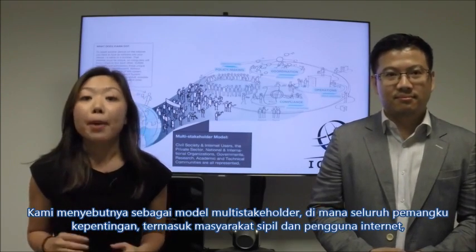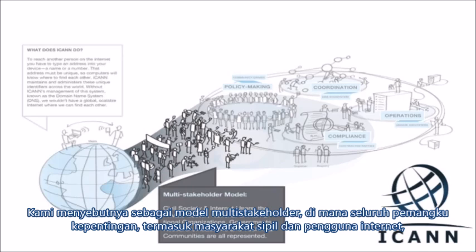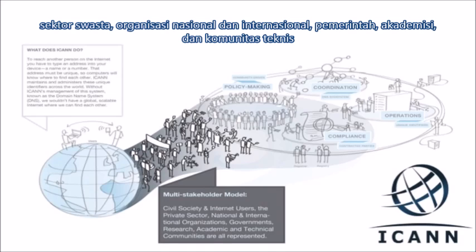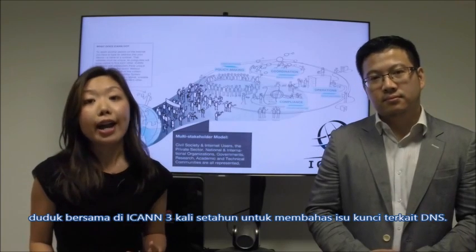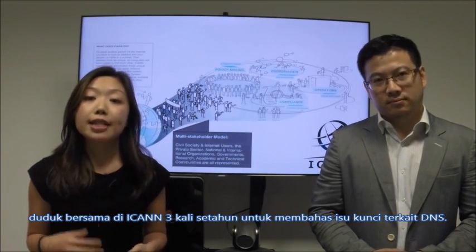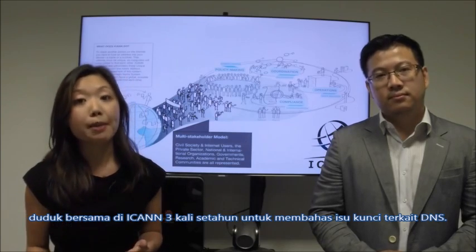This is what we call the multi-stakeholder model, where the stakeholders, including civil society and internet users, the private sector, national and international organizations, governments, academia, and technical communities, come together at ICANN 3 times a year to discuss key issues relating to the domain name system.